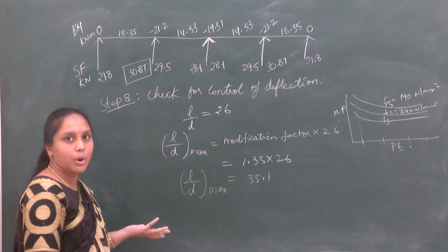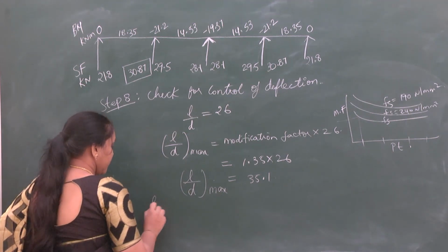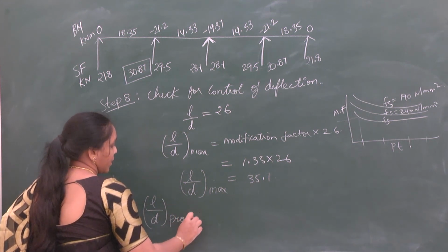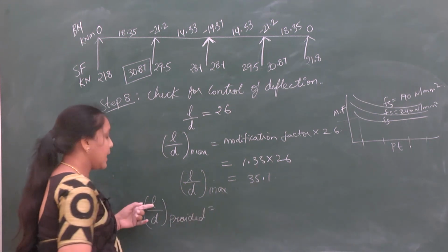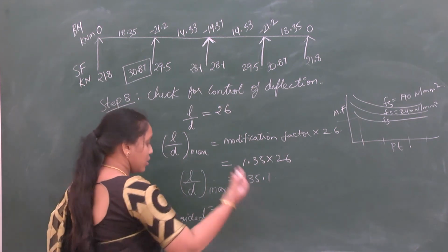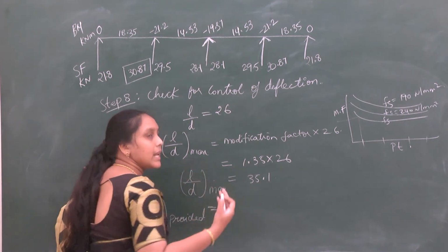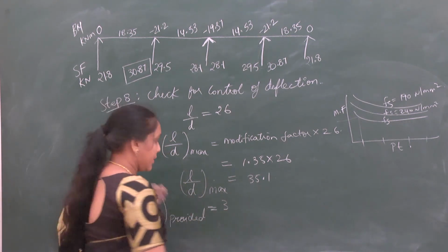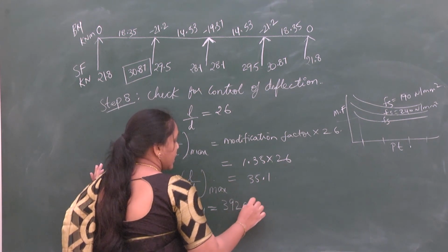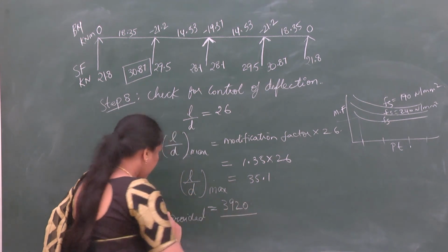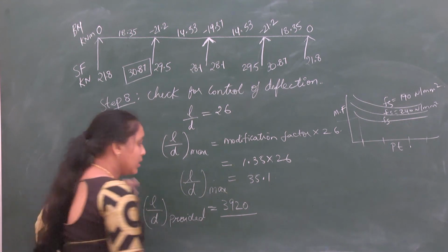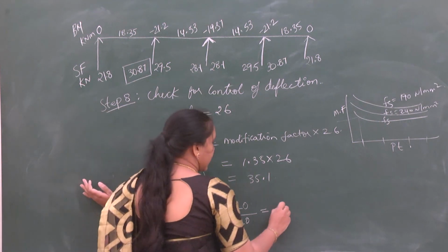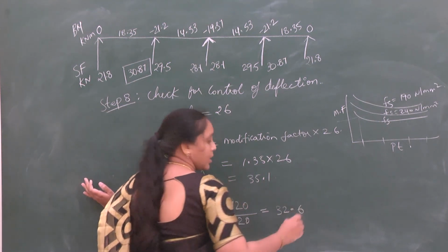Now, how much did we provide? So let us calculate the L by D provided. L is the effective span. In the beginning of the sum, we have already calculated the effective span. It is 3.92 meters, so 3920 mm, divided by D. D is here nothing but the effective depth, which is 120 mm. If you solve this, you will get a value of 32.6.